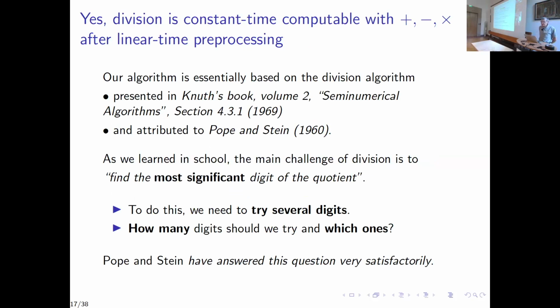Yes, division is constant time. It's a very old result, in fact, due not to Knuth, but to Pawlewski in 1960. It's very classical. The main challenge is to find the most significant digit of a quotient. We have to try several digits. How many? Which ones? And that answered this question.